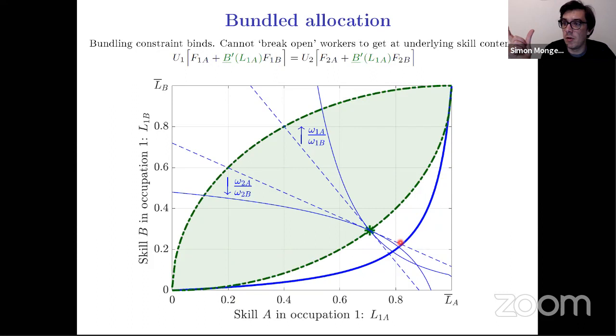Like how would they value an unbundled individual? Right. I think that's exactly related to the tightness of this bundling constraint. So if you add an individual who's unbundled, who is like a 0 and a 1, I'm going to allocate them to one occupation. That's going to shift out this whole lens a little bit. It's going to slacken that bundling constraint.